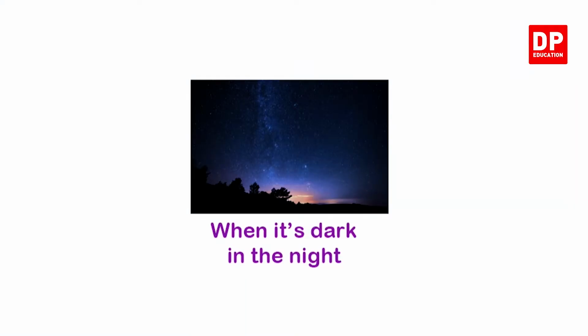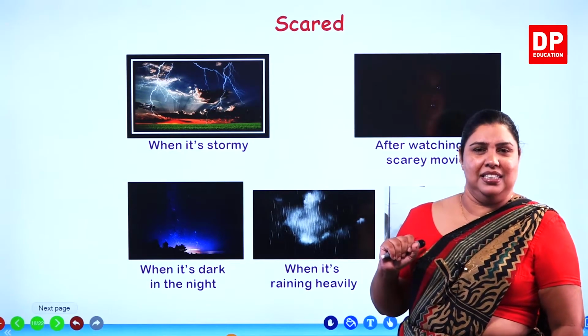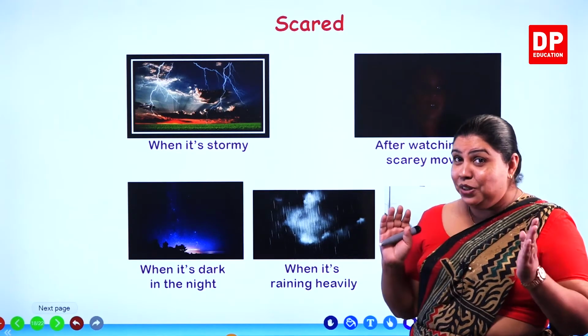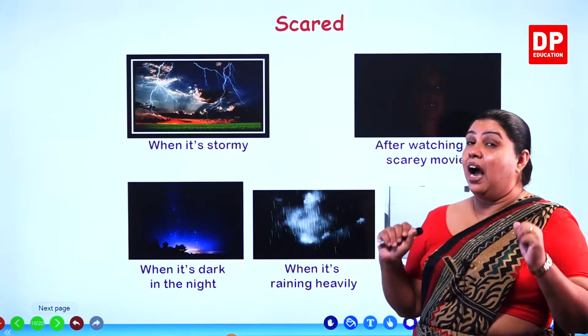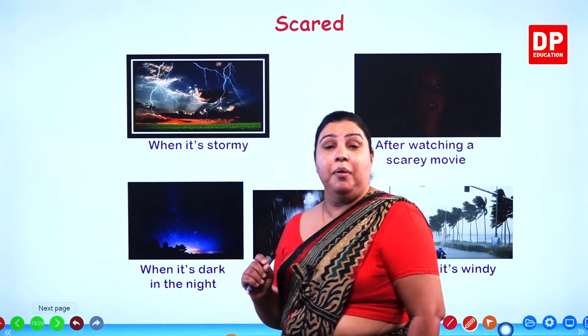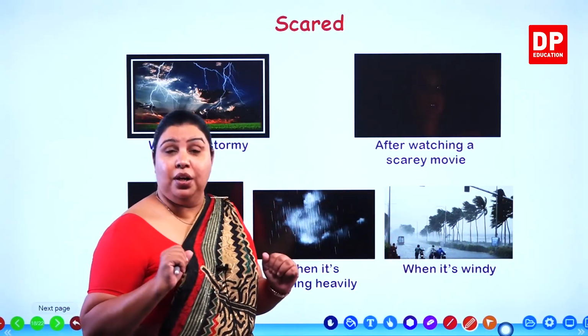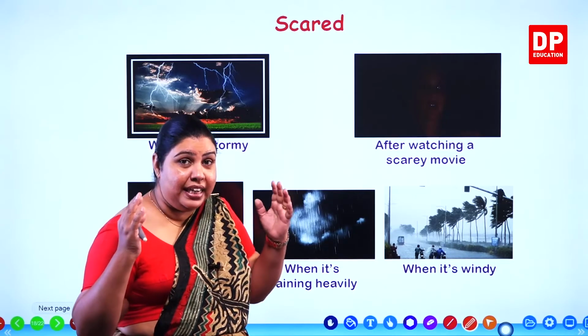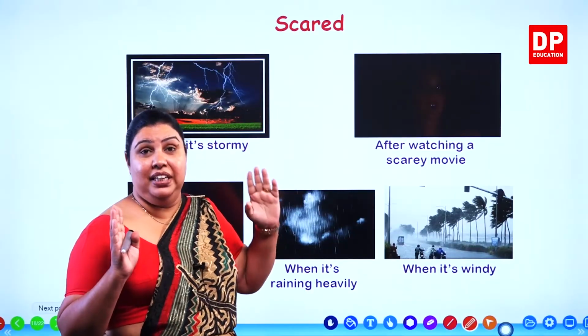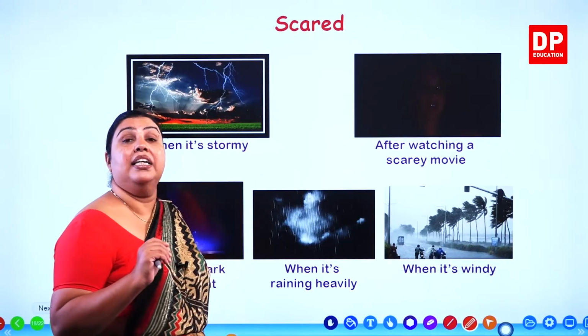Then when it's dark in the night. My children, you are scared when it gets dark at night, aren't you? We are all scared of darkness. Children are scared to stay alone in a room without a light. So we are scared of the darkness. When it's dark in the night, we are scared. No wonder we are all scared. So we get that feeling of getting scared. Scary feeling we get when it is very dark in the night.